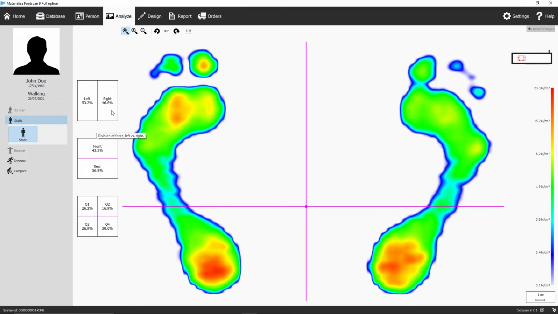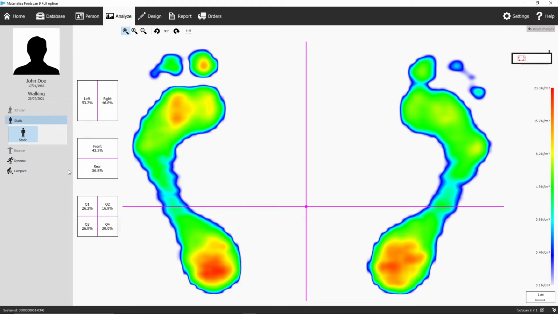You can see the weight distribution, left versus right, front versus rear, and in the 4 quadrants. You also get a first idea of the foot type of your patient and the relative pressure distribution. The red areas are the ones with the highest pressure.